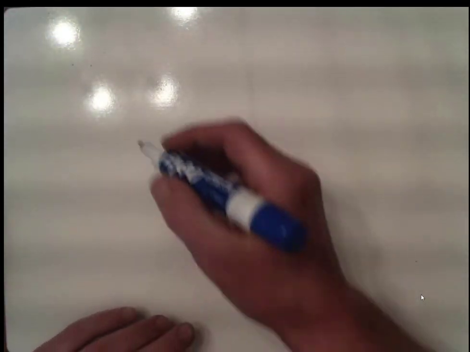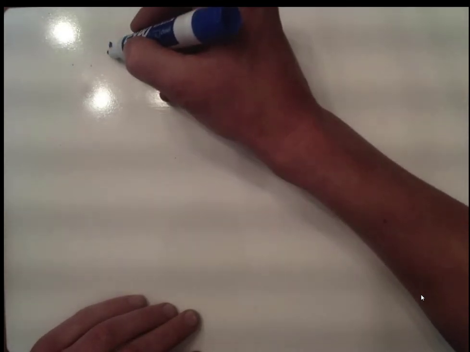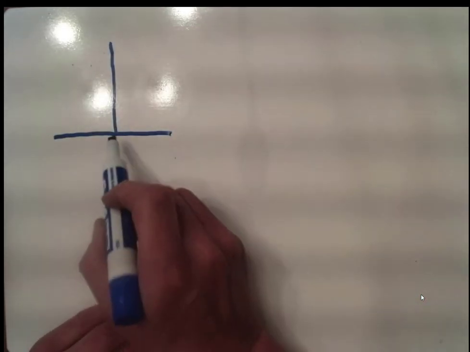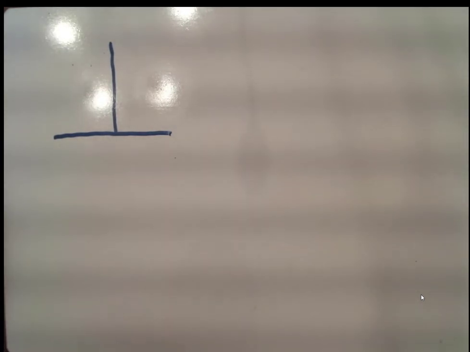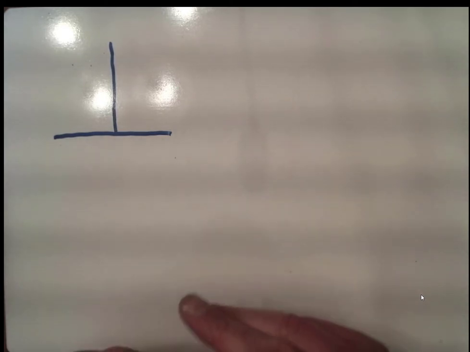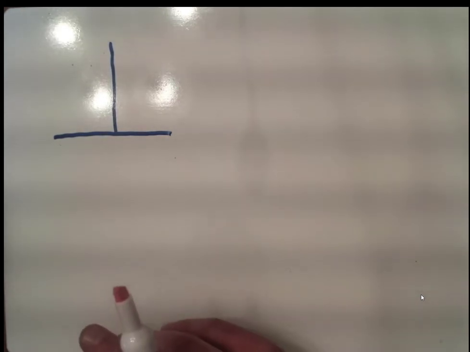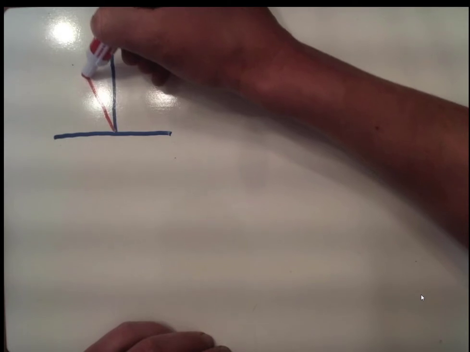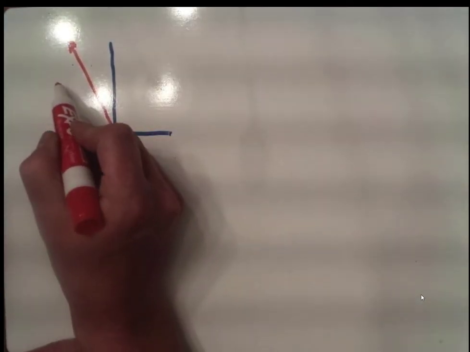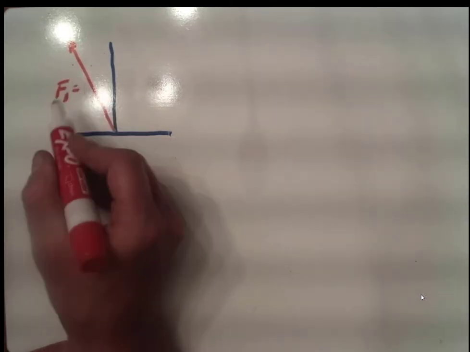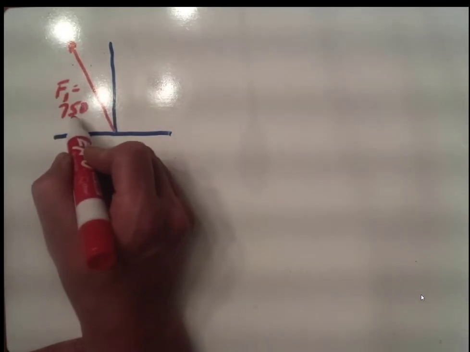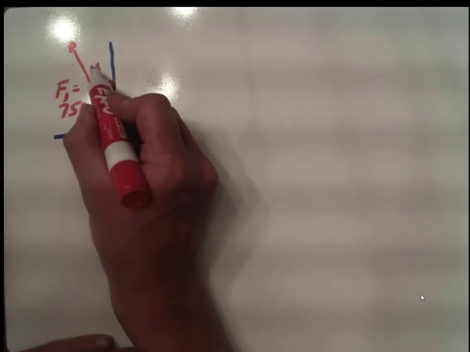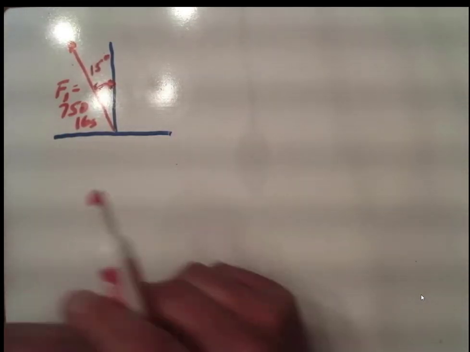Okay, so step 1, the very first thing we want to do here is draw a free body diagram. Here's the center of your road. We have force 1, 750 pounds, and it was acting 15 degrees counterclockwise from the center of the road, or the y-axis. So we have a force acting out this way. We're going to call this force 1, which equals 750 pounds, and it is acting 15 degrees from the positive y-axis.